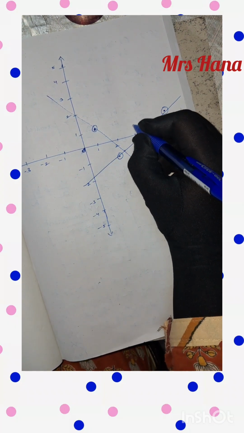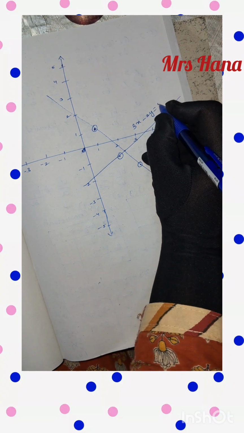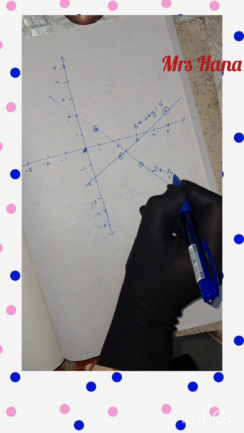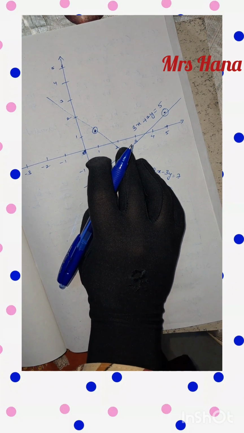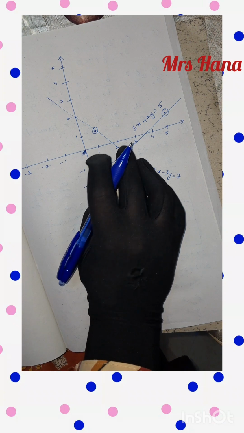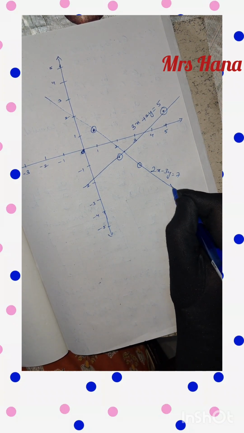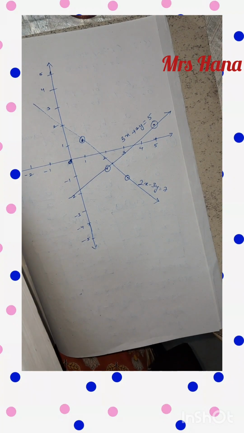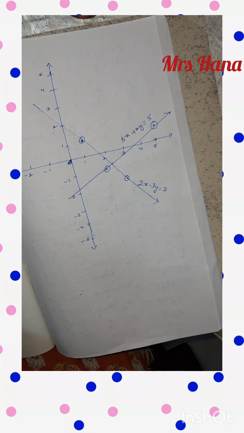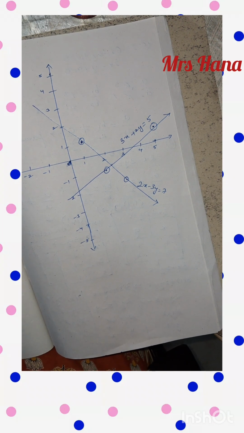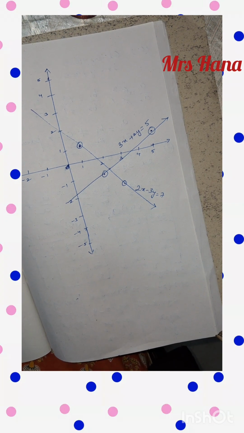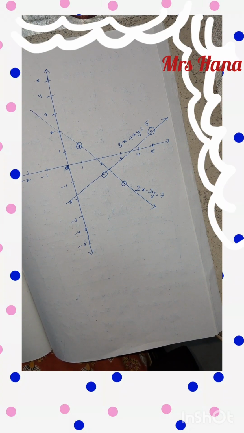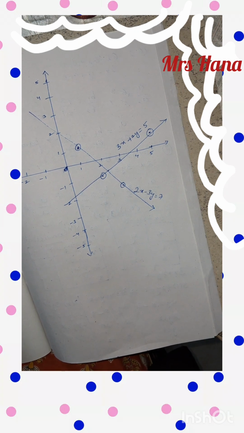This is for equation 3x plus 2y is equal to 5, and this is for equation 2x minus 3y is equal to 7. Like this you have to represent them, and they are intersecting at one point, so that you also have to write. You need to understand that if the lines are intersecting, there is a unique solution. If the lines are parallel, there is no solution. For intersecting lines, a consistent pair, a1 by a2 will not be equal to b1 by b2.